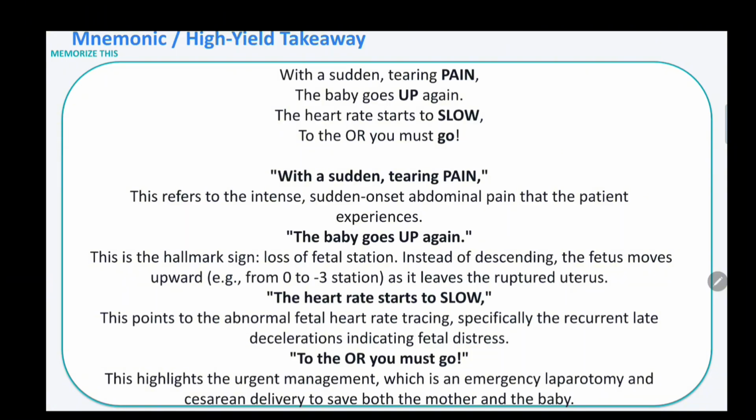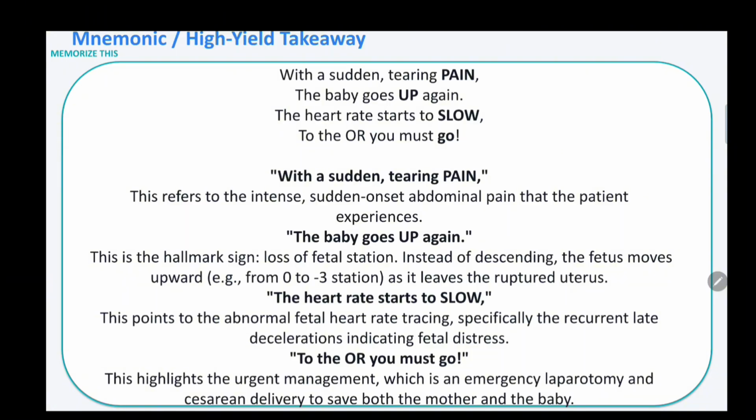Let's break down this powerful mnemonic. With a sudden tearing pain, this refers to the intense sudden-onset abdominal pain the patient experiences. The baby goes up again. This is our unforgettable hallmark, the loss of fetal station. The baby moves upward as it leaves the ruptured uterus, just like in our case, from 0 to -3 station. The heart rate starts to slow. This points to the abnormal fetal heart tracing, specifically the recurrent late decelerations that indicate fetal distress. To the OR you must go. This highlights the urgent management to prevent further compromise to the mother and baby. The patient needs an emergency laparotomy and cesarean delivery.